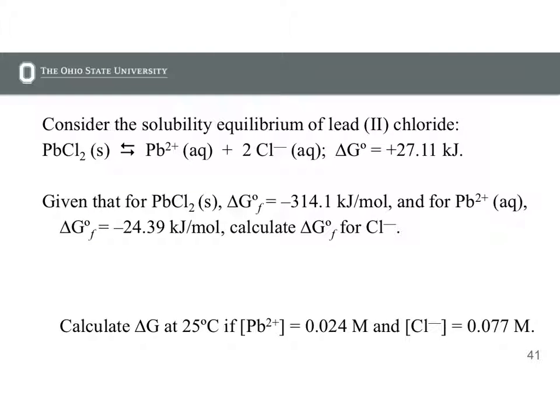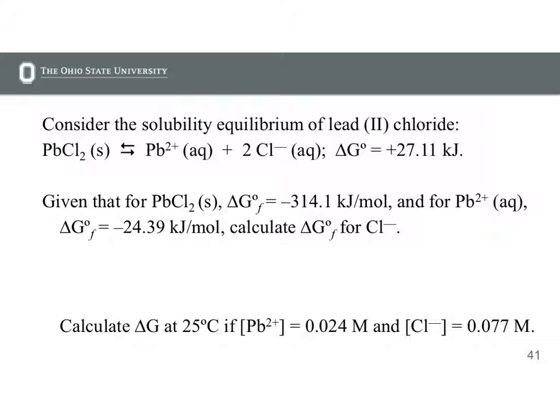Actually, okay, let's do this one. I like this one better. So here we have a solubility for lead chloride. We have a delta G for this reaction. Delta G is equal to 27.11 kilojoules.